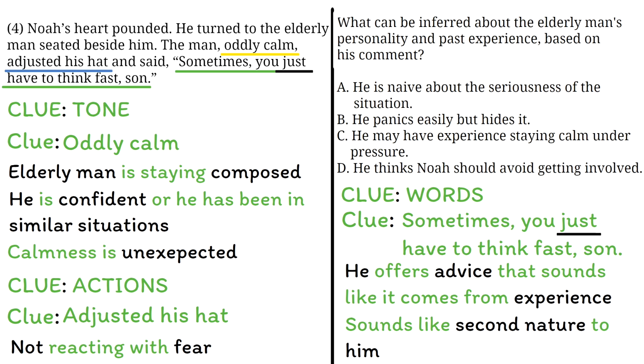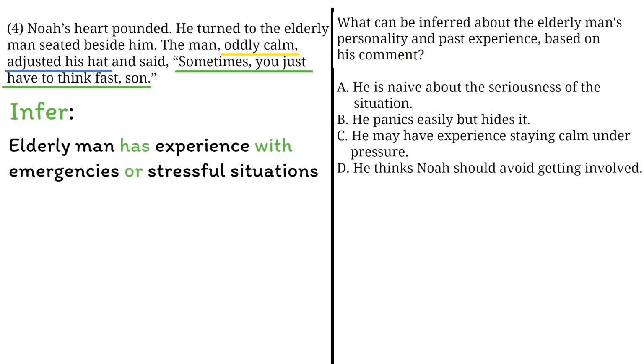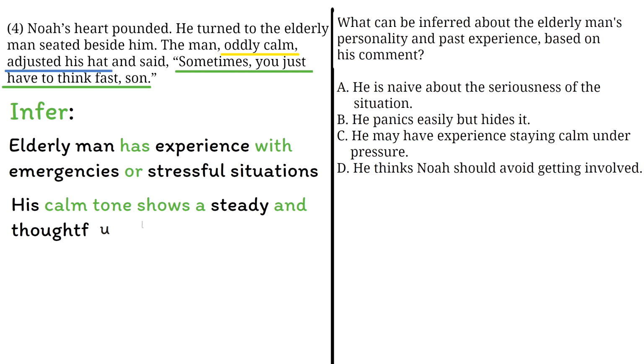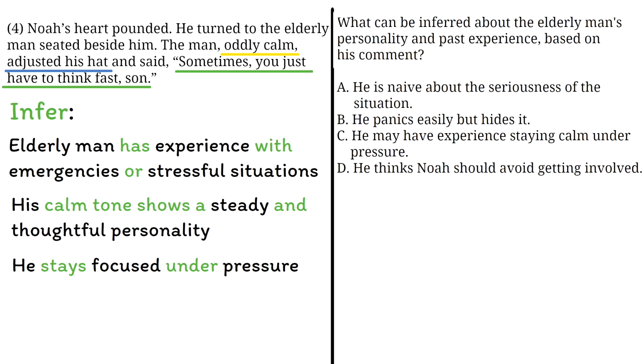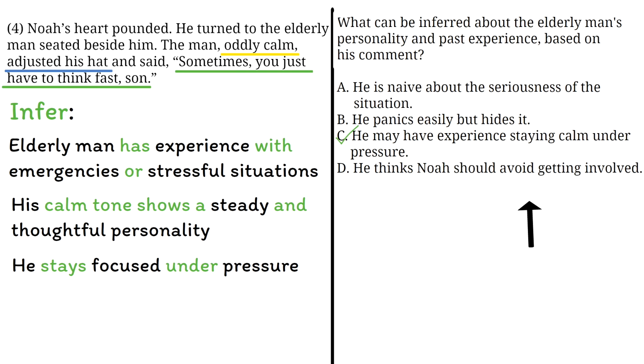So, based on these three clues, we can infer that the elderly man likely has experience with emergencies or stressful situations. His calm and reassuring tone shows a steady, thoughtful personality. The elderly man is someone who stays focused under pressure. Thus, when we look through the answer options, it's therefore option C. He may have experience staying calm under pressure.